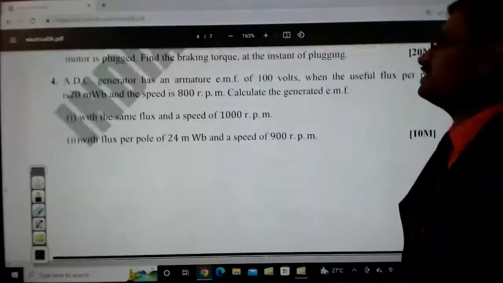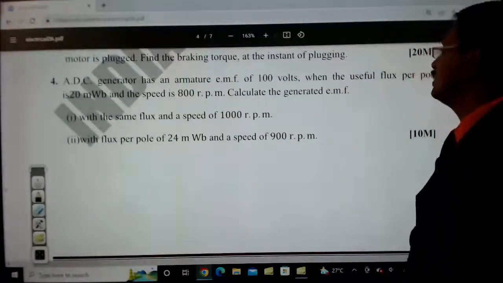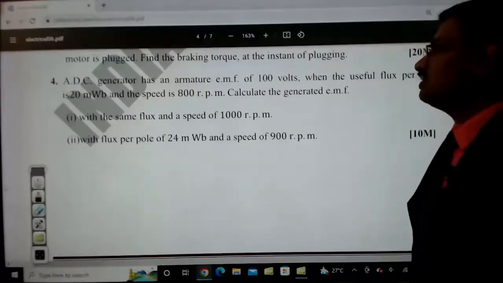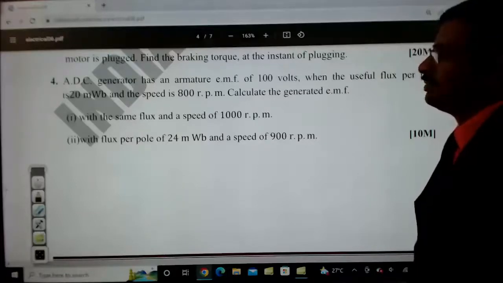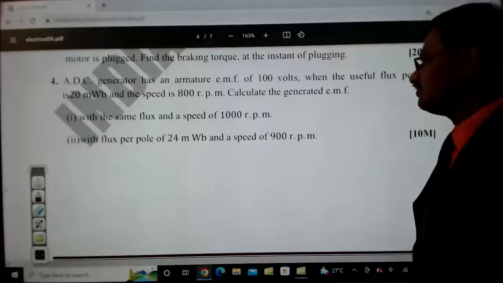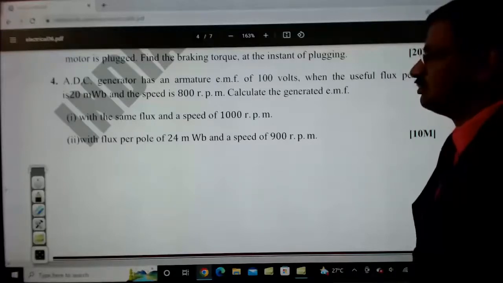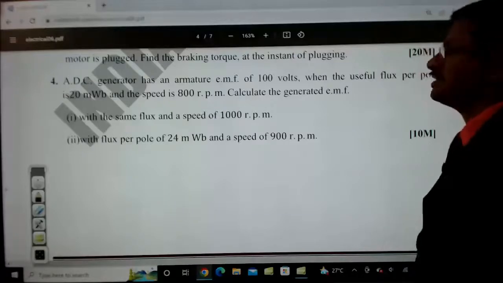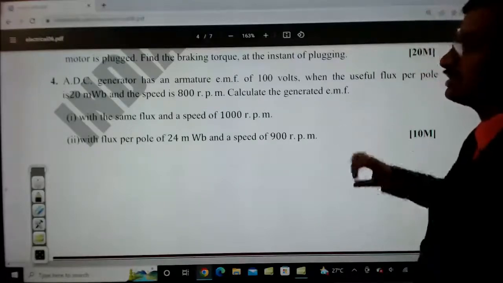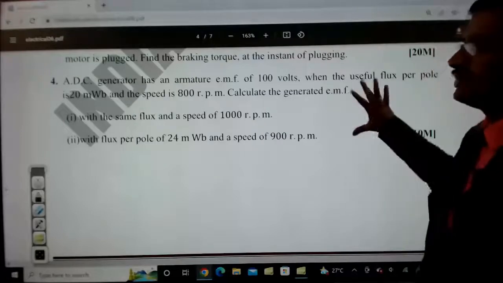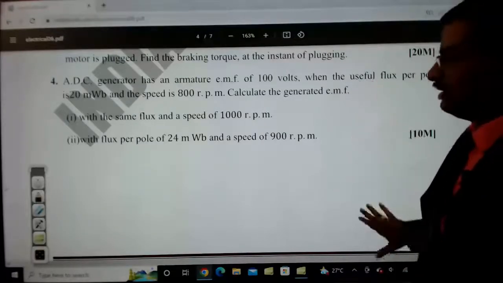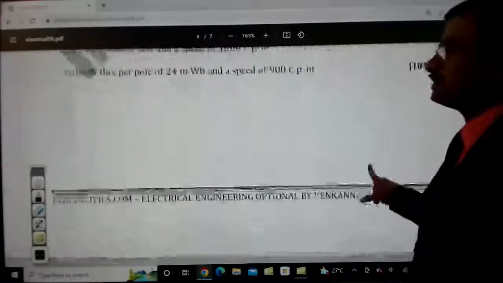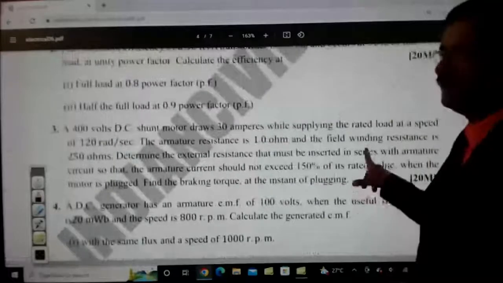Here a DC generator has an armature EMF of 100 volts, and when the useful flux per pole is 20 milliweber and the speed is 800 rpm, calculate the generated EMF. And with the same flux and a speed of 1000 rpm, what is the generated EMF? With a flux per pole of 24 milliwebers and a speed of 900 rpm, what is the EMF generated? The same question was asked in different scenarios, and this is also a standard question from the textbook only, right? Yeah, that's it. All the questions are straightforward, standard and very easy questions.